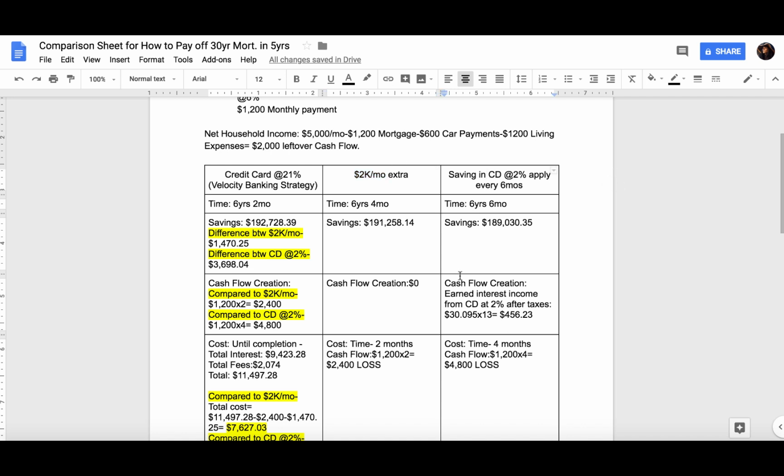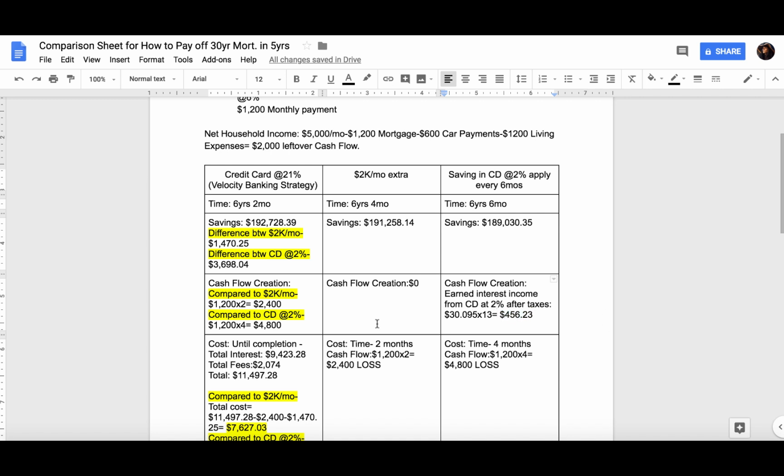And the cash flow creation here is the total interest over the 6 years, which results in $456.23. So by storing your money in a savings account for 6 years until the completion of this strategy, taking it out every 6 months would result in this much earned interest income after taxes.